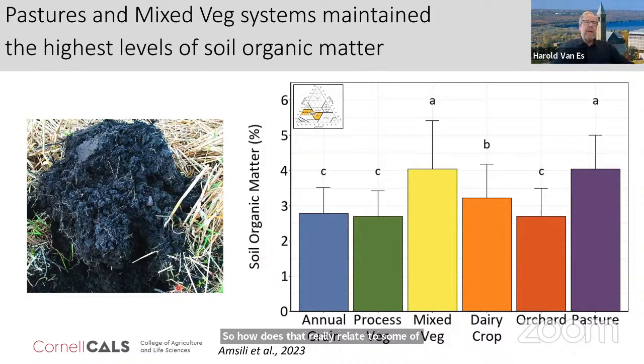Well, here you see that organic matter is fairly significantly impacted by the type of cropping system, with pastures, of course, having the best outcomes, and processing vegetables and annual grains the lowest. And we can relate that to the amount of biomass that normally is being cycled in these systems. You can see that these mixed vegetable systems, very intensive, often involving, say, compost or manure applications, are doing better, and dairy crops and orchards are sort of intermediate.